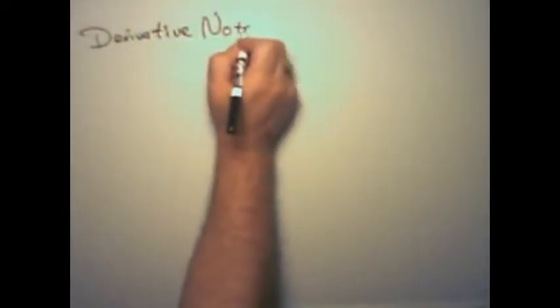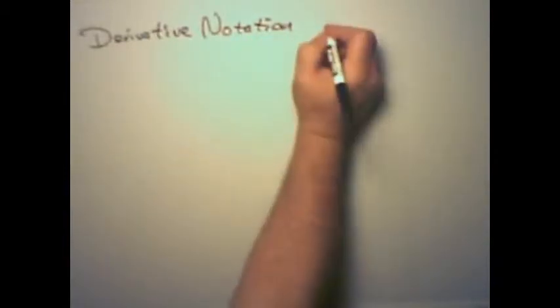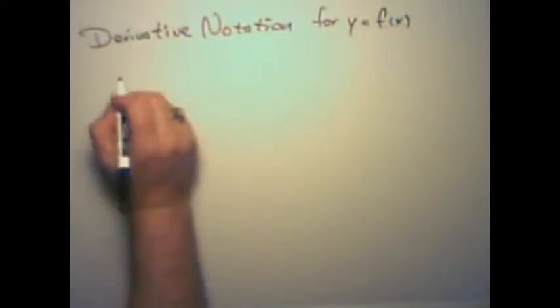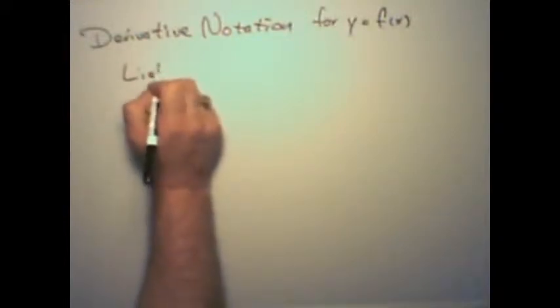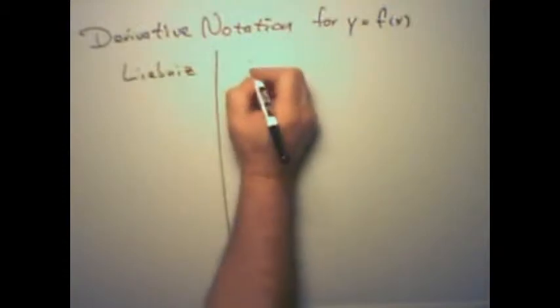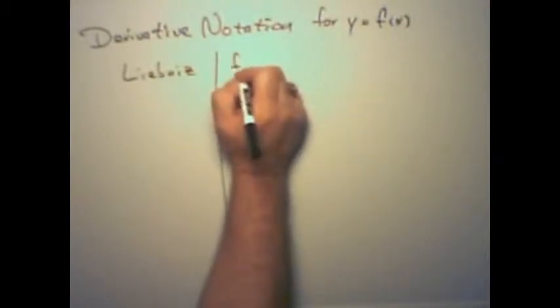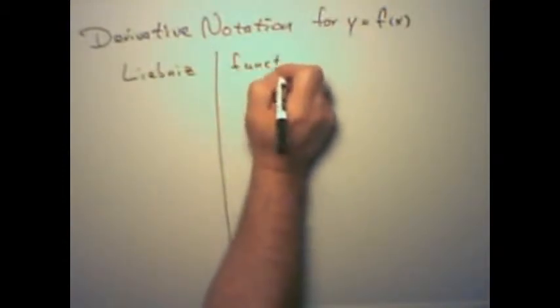Okay, what I'd like to talk about today is derivative notation, and this is notation for the function y equals f of x. These are actually two different kinds of notation, and back in calculus you learned two different kinds of notation for the derivative. The first is called the Leibniz notation, named for the guy who wrote the first calculus book, and the other is just plain old function notation.